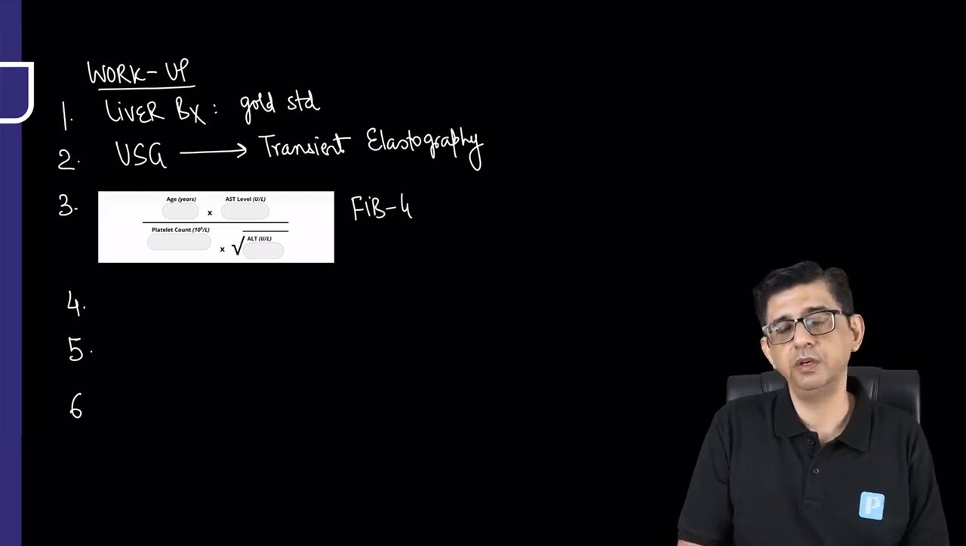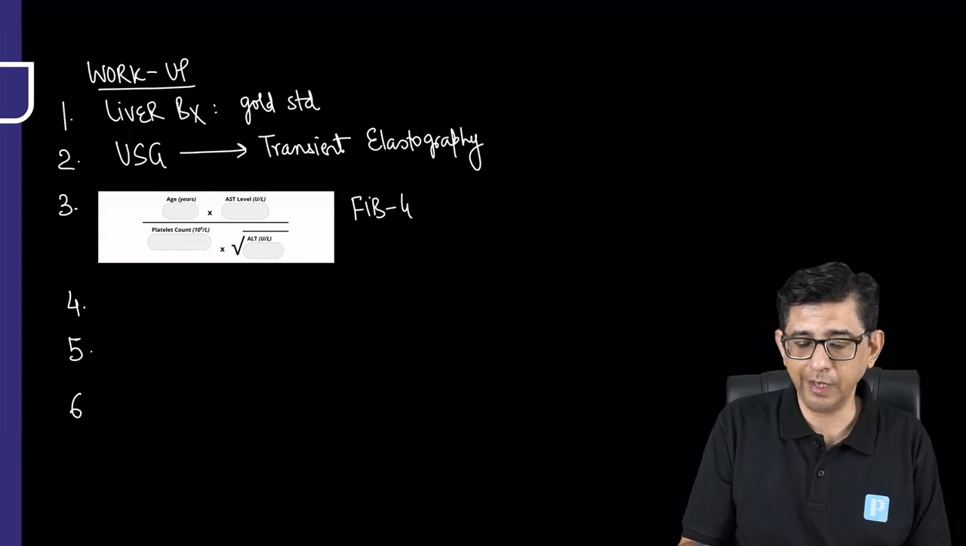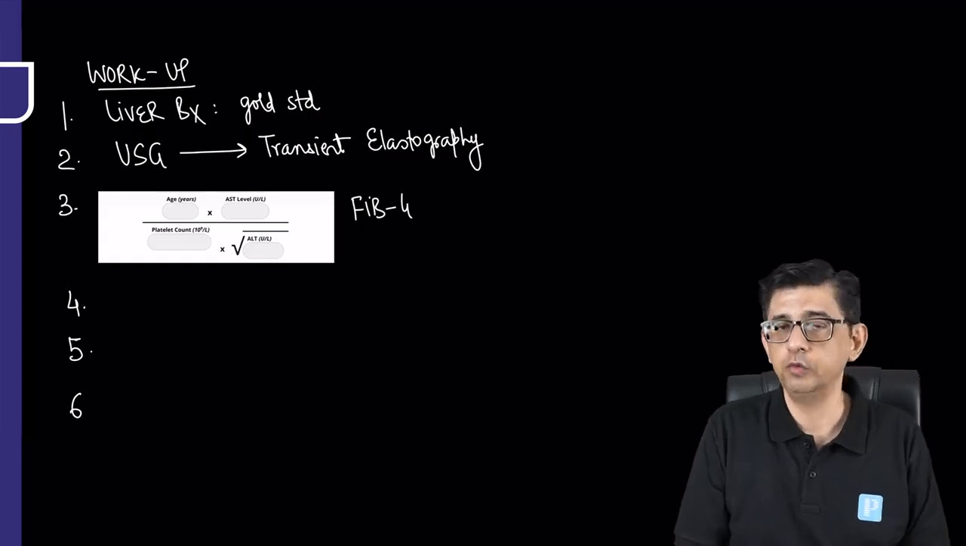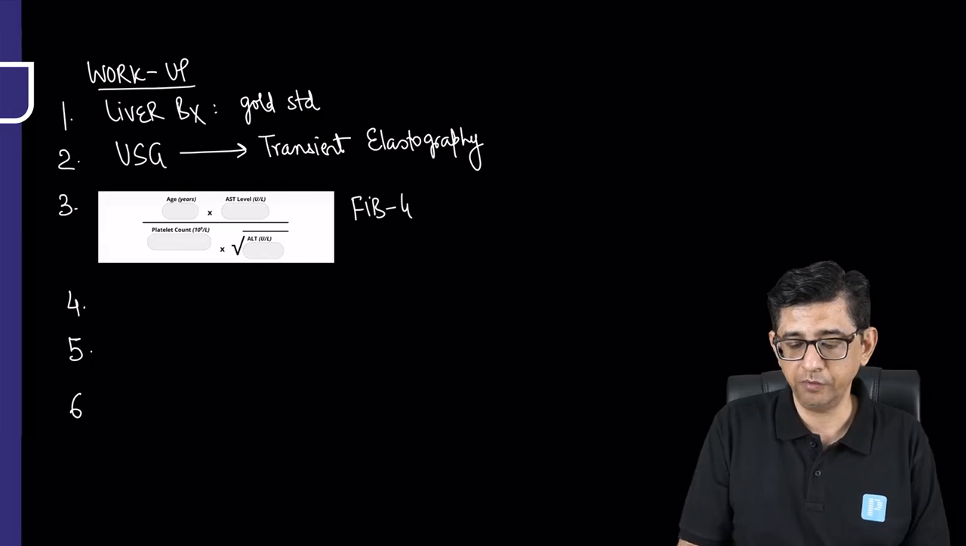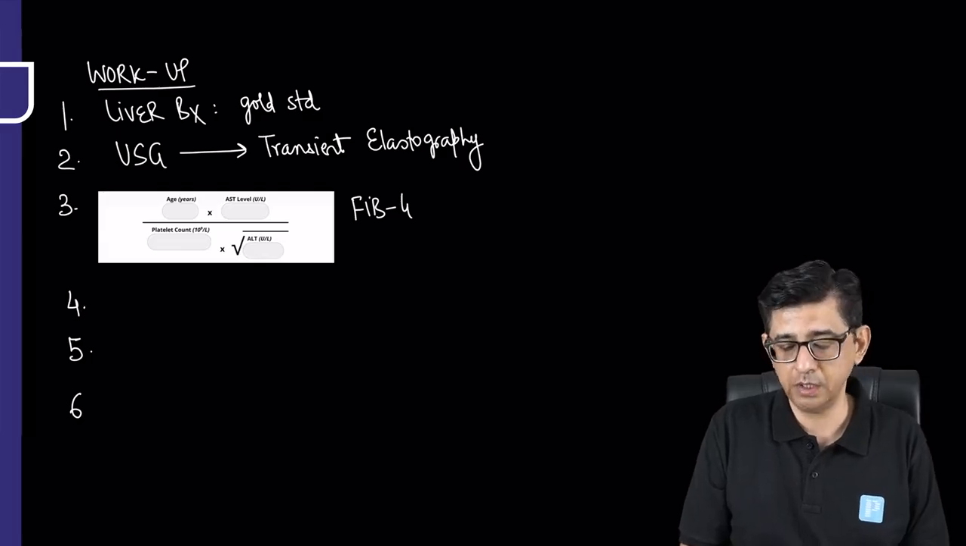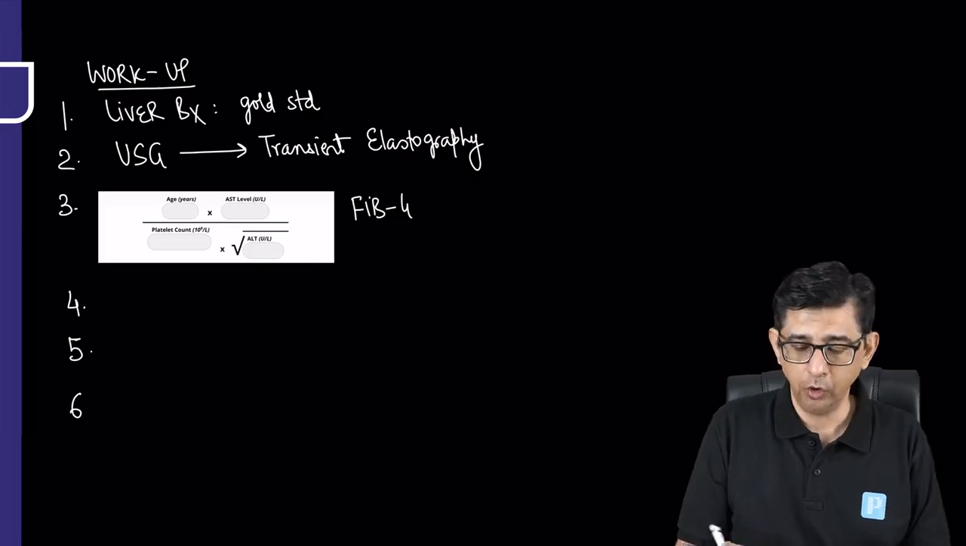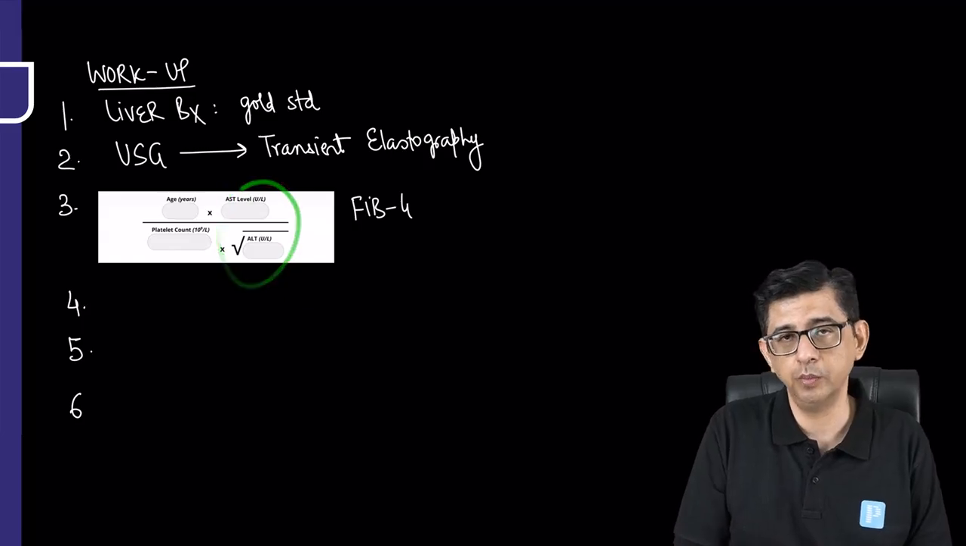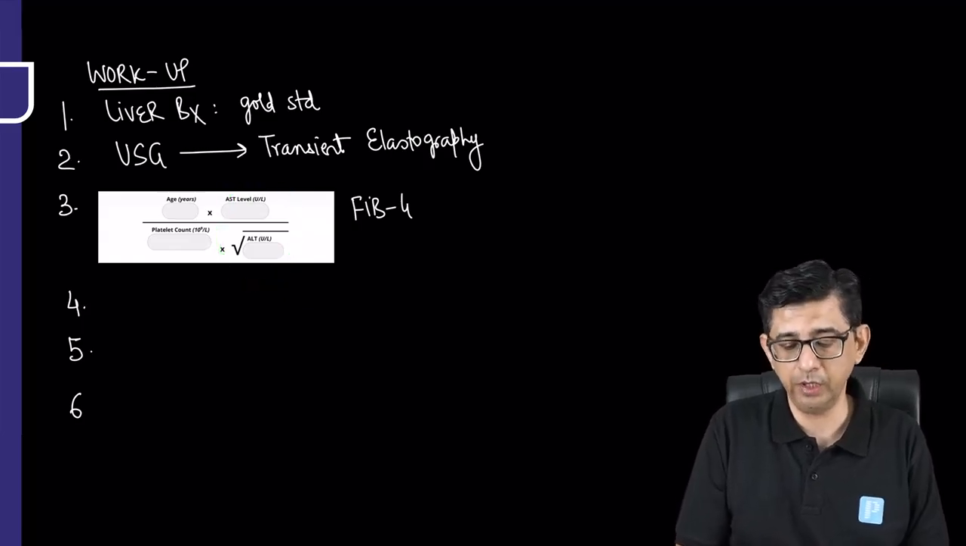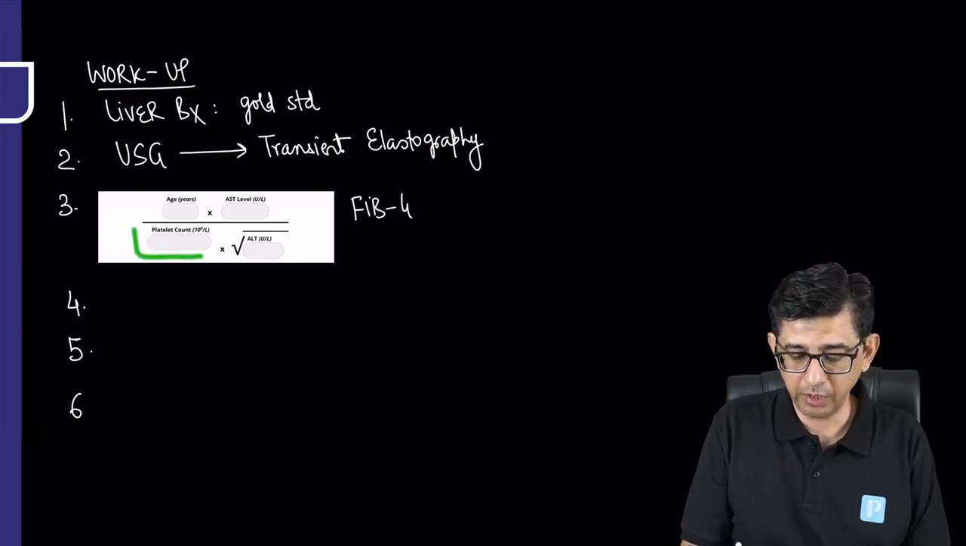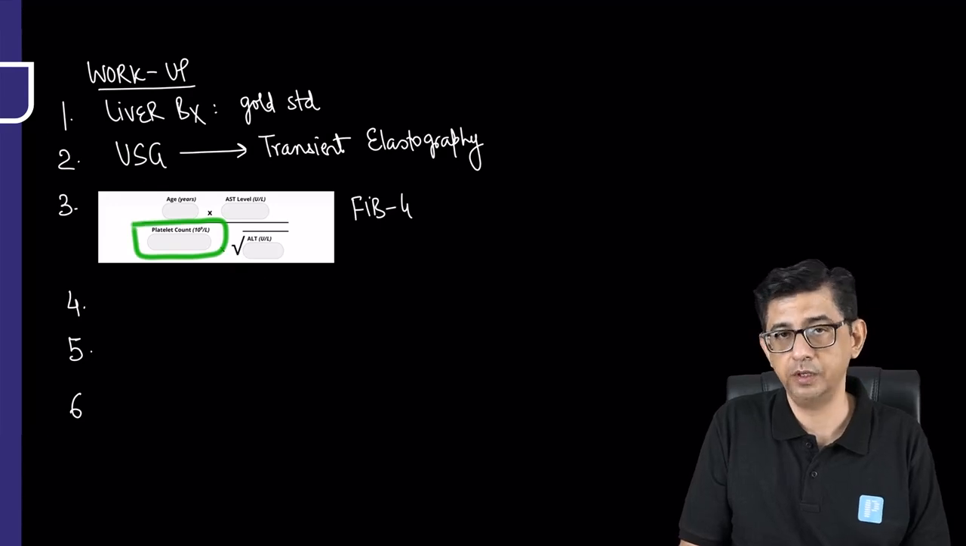For FIB4, we have a couple of online calculators available where you just have to feed in the age of the patient, AST, platelet count, and ALT. Obviously, when the liver is involved, AST and ALT are going to come into the picture. The numerator is AST, the denominator is ALT. Age will be taken into consideration. But one important parameter that has to be taken into consideration is platelet count.